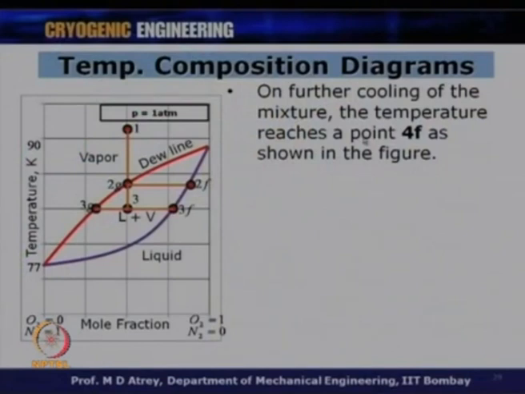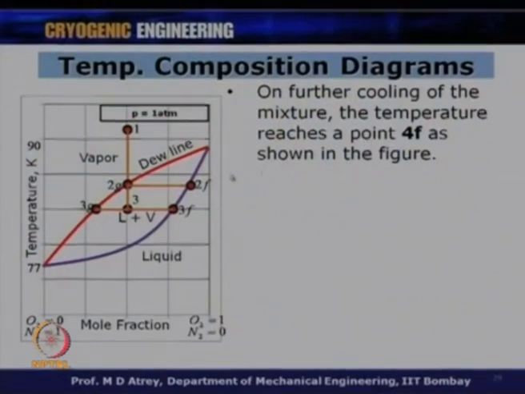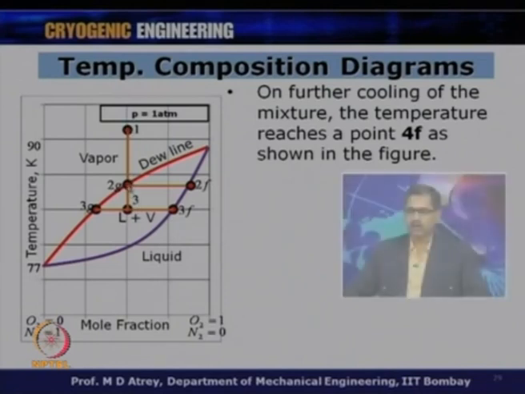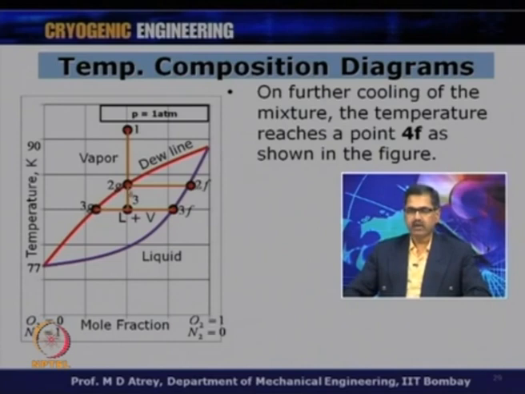On further cooling of the mixture, the temperature reaches a point 4F. So, I first cool down from 1 to 2G. From 2G I got 2G and 2F. Then I cooled it further from 2G to point 3, where I got 3G and 3F, in which we just saw that the high boiling component in vapor and in liquid both decreased. It means that the low boiling component increased in both the liquid and the vapor. Now, if I cool it further down to 4F, it will hit my bubble line. So, now I have cooled the mixture from the dew line to the bubble line.